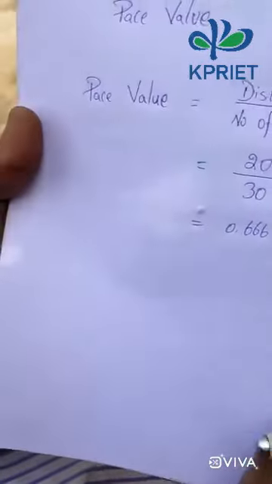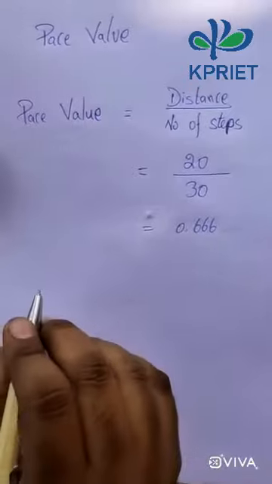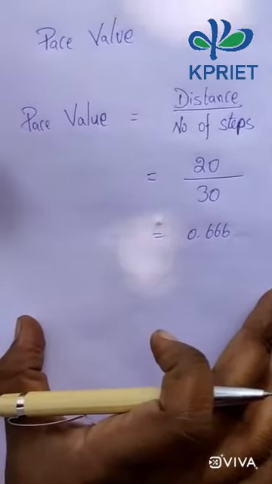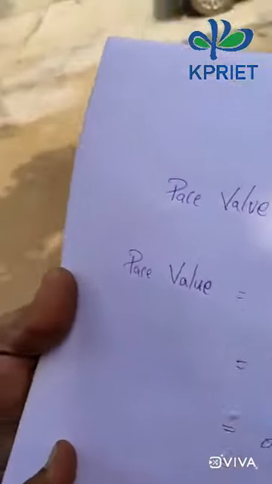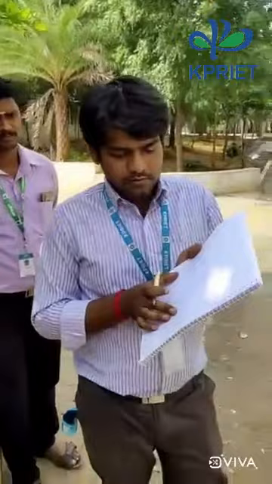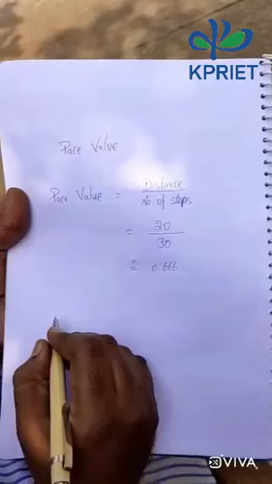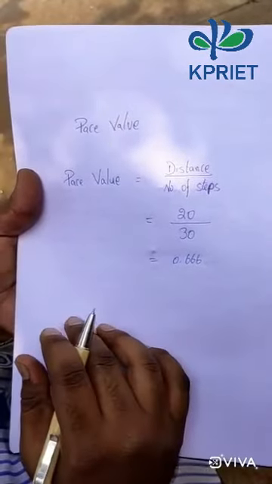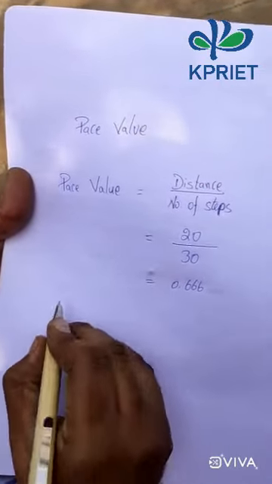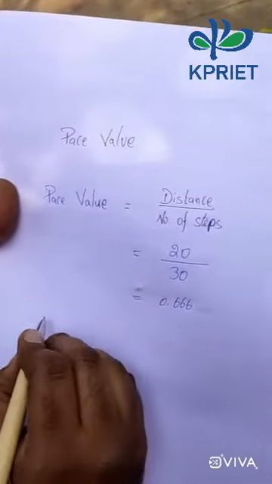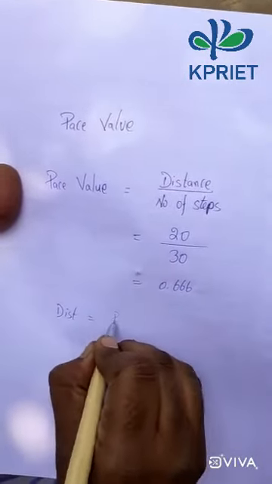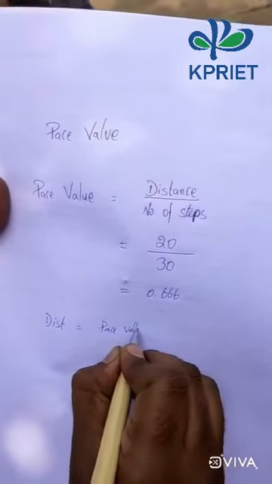In order to determine the distance between any 2 points, first you have to walk between those 2 points, that is A and B. Then you can multiply with the pace value. If someone asks you to determine the distance between 2 points when you don't have a chain or tape, you can easily identify the distance. So distance is equal to pace value into number of steps.